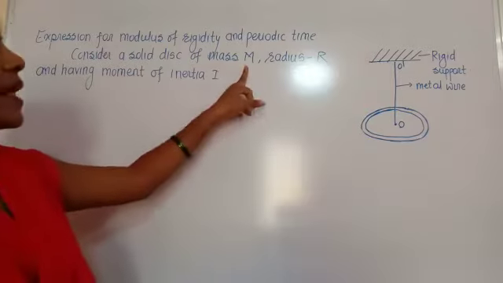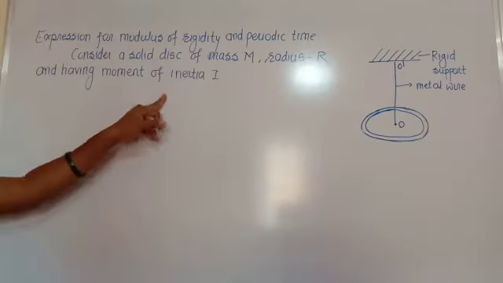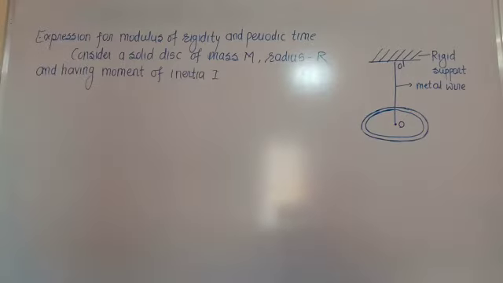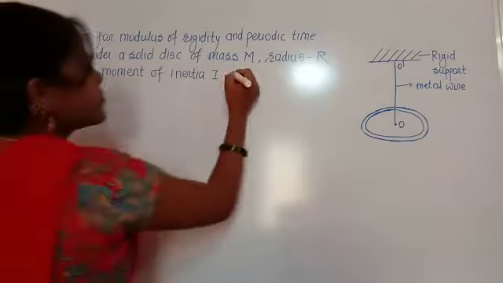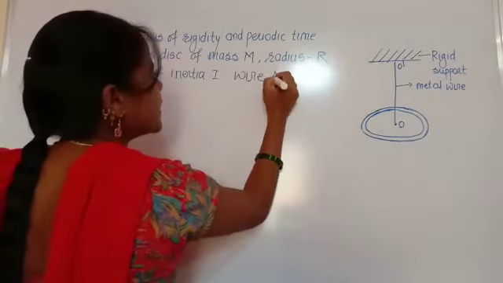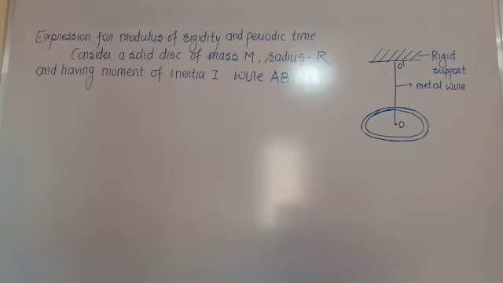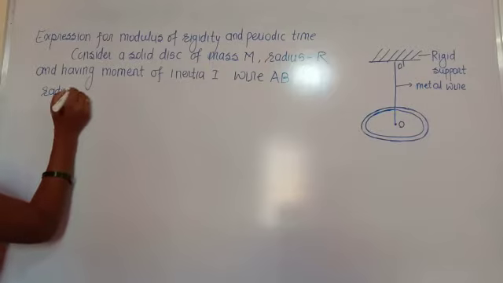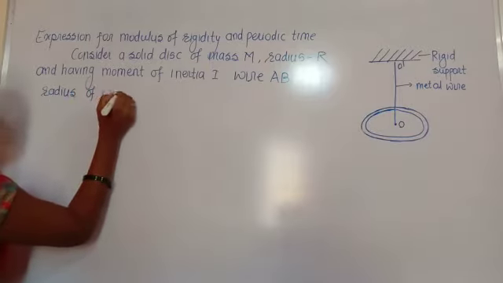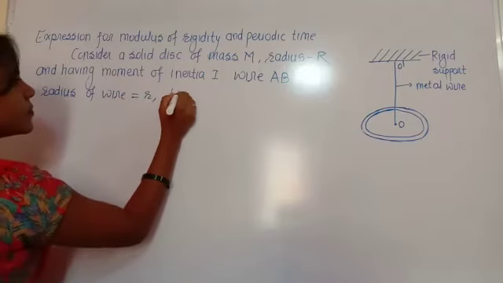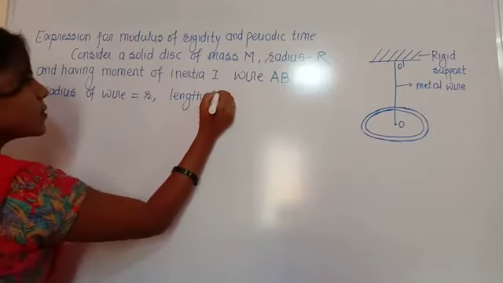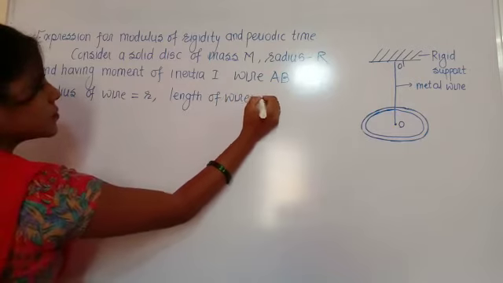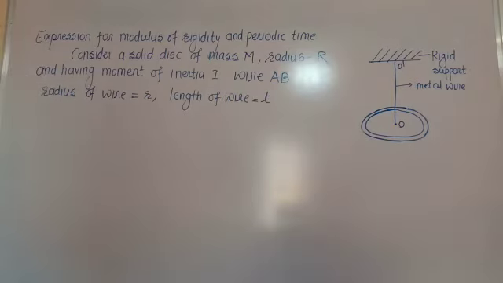This solid disc of mass m, radius R, and moment of inertia I is suspended by means of a wire AB. The wire has length AB, and the radius of the wire is equal to small r. The length of the wire is small l, and it is fixed at a rigid support, as shown in the diagram.